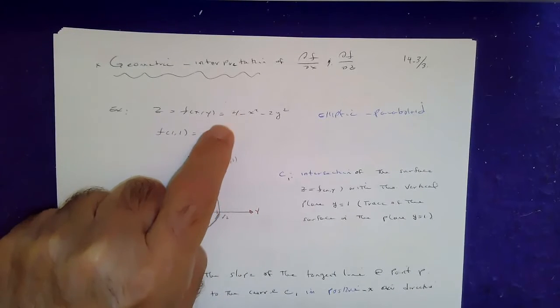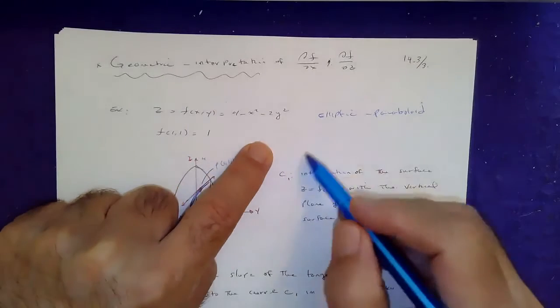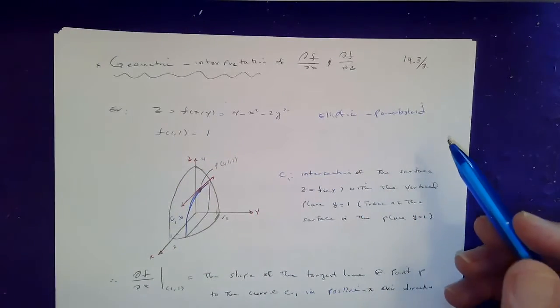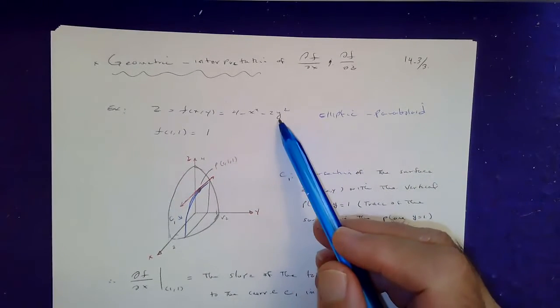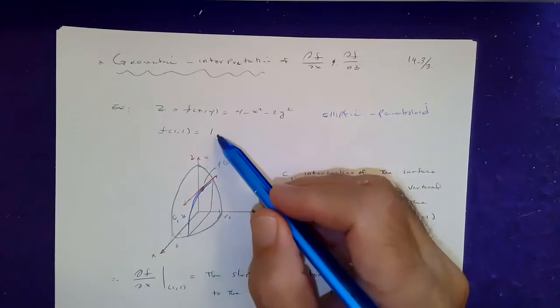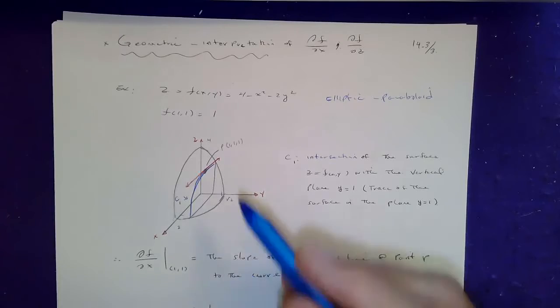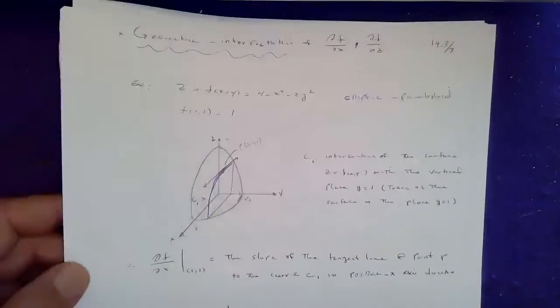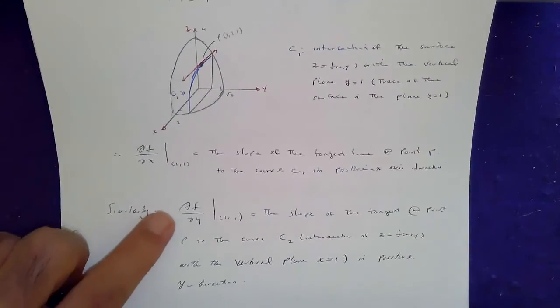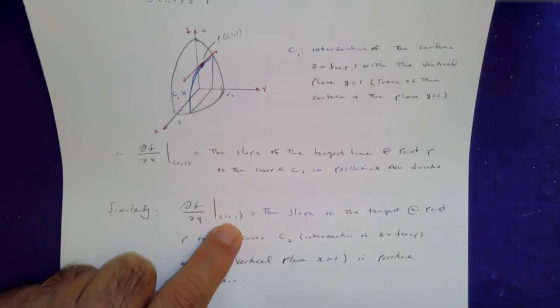correct? Because if this was z is equal to x squared plus 2y squared, it would be a paraboloid opening along the z-axis. Because it's negative, it goes upside down, and because you have a 4, you have to shift it 4 units up. So let's say we'd like to find the partial derivative of f with respect to x at point 1 comma 1.